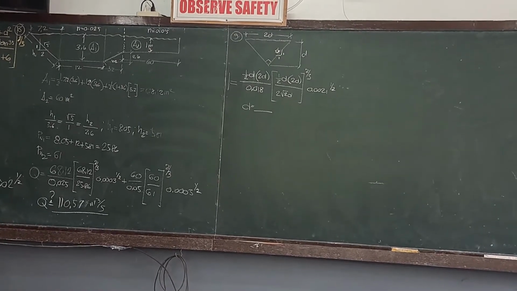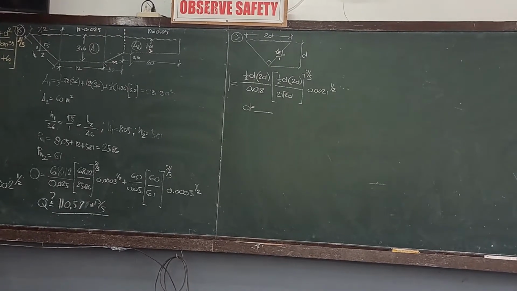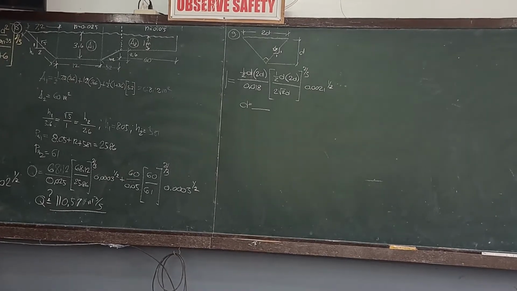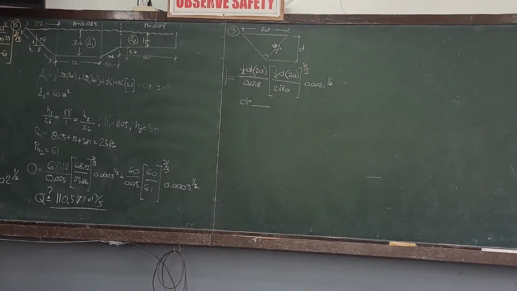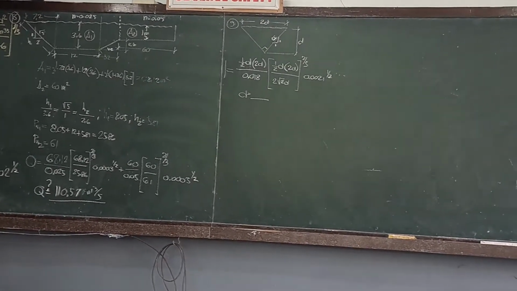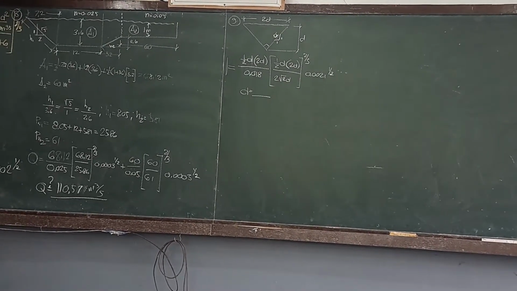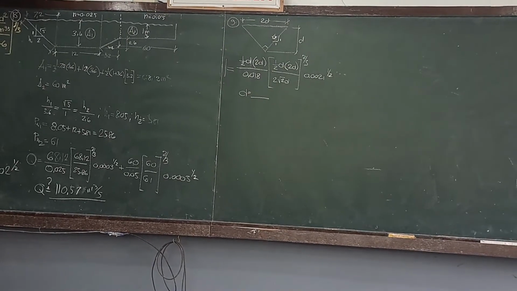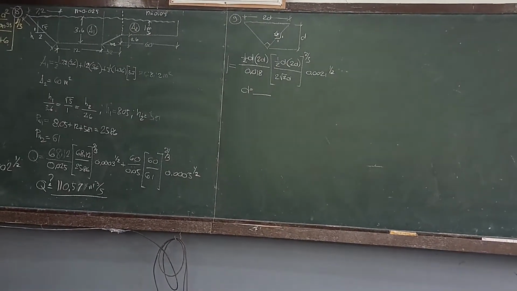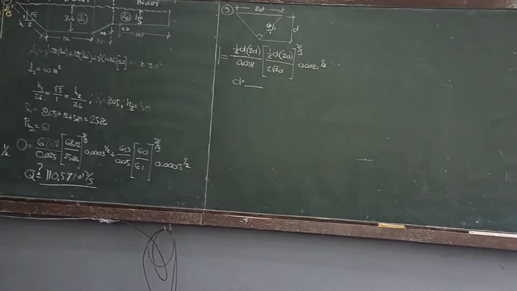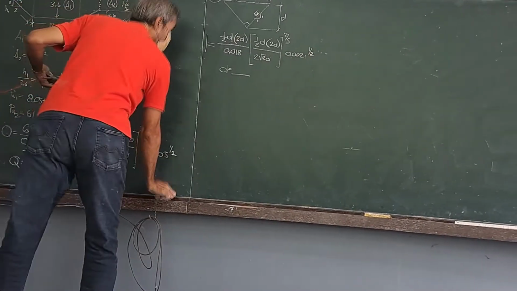So, what is x squared? X squared. 2 squared of 2d? What is d? For the square?